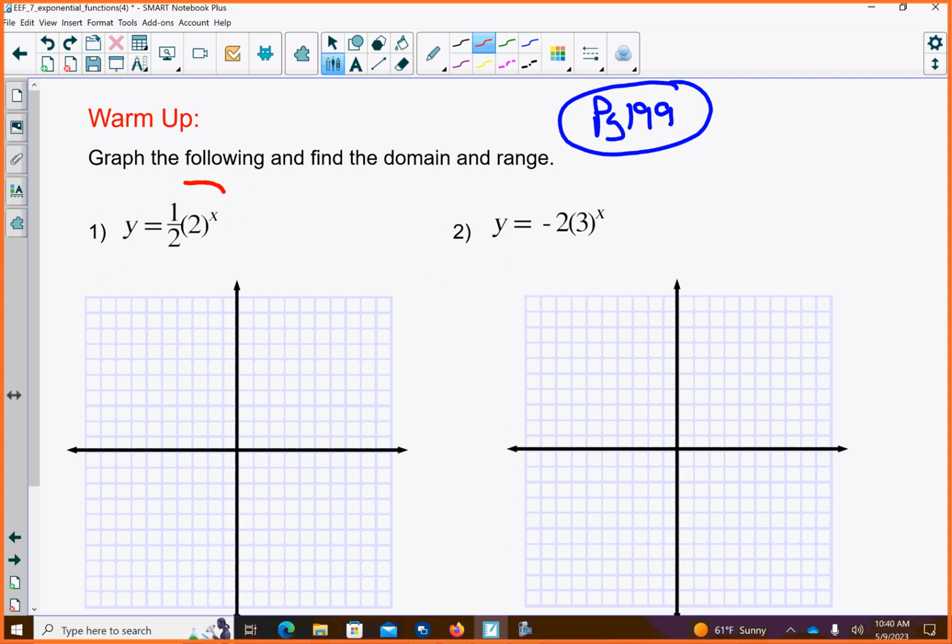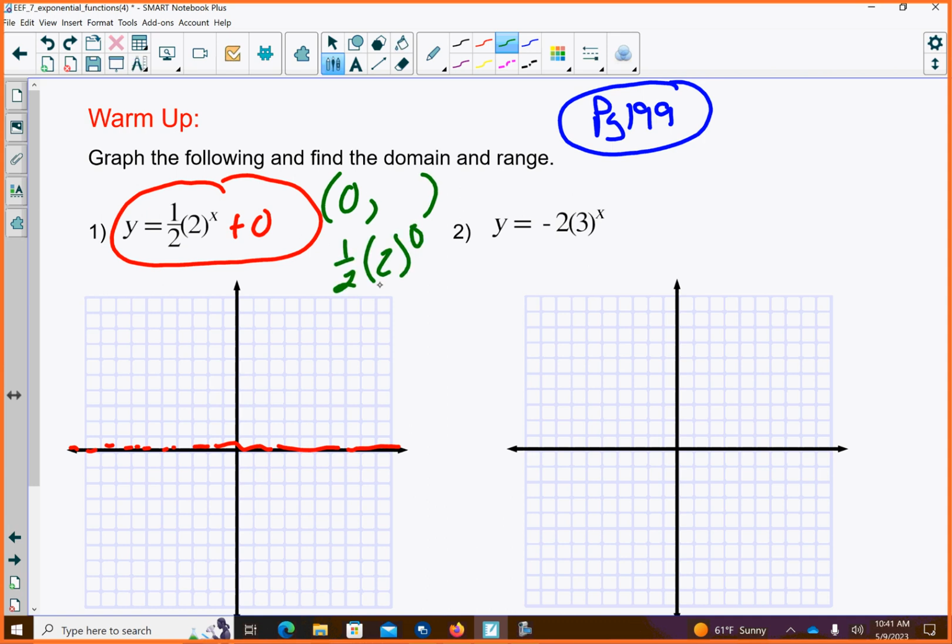So, taking a look at the first one. Friends, what should I put at the end of this? 0. Yeah, thank you. So that's my asymptote. Good so far? This is exponential because it's raised. Now I'm going to plug 0 in. So I get 1/2 times 2 to the 0. 2 to the 0 is 1. 1/2 times 1 is 1/2. So that's right there. Agree? All right, plug 1 in.